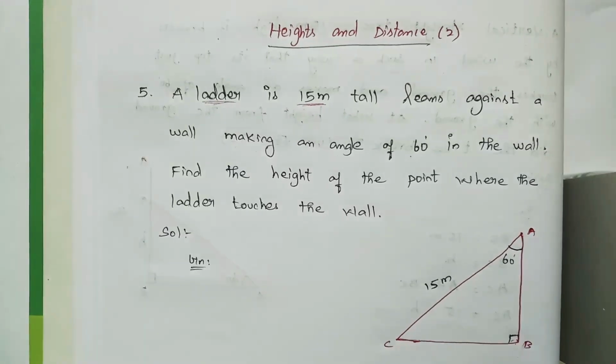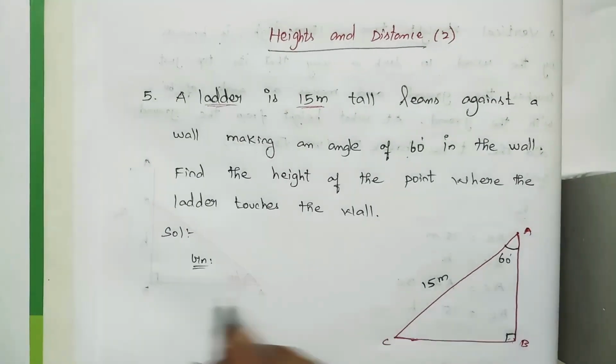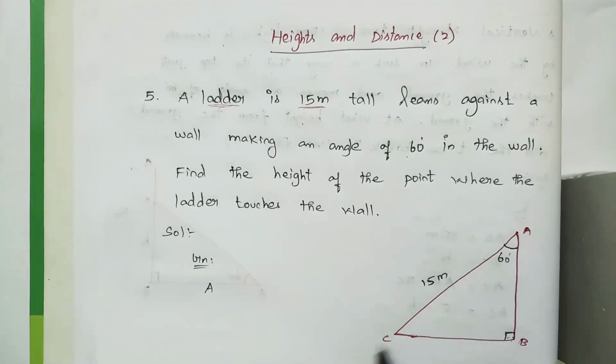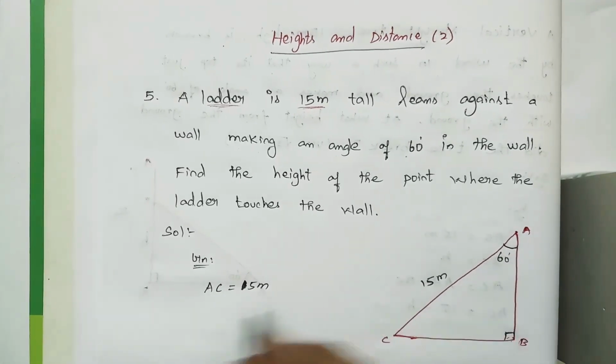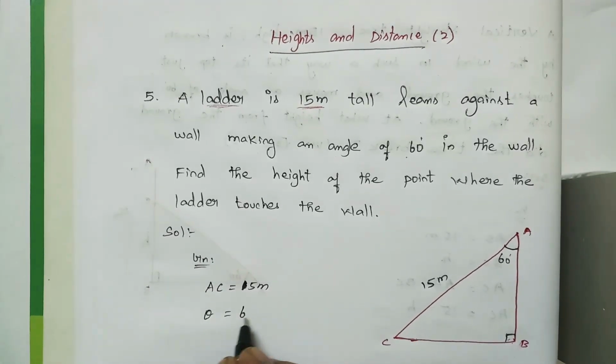So now what are the things we are having? The length of AC, the ladder, is AC equal to 15 meter, right? And theta, right, theta is equal to 60 degree, right?